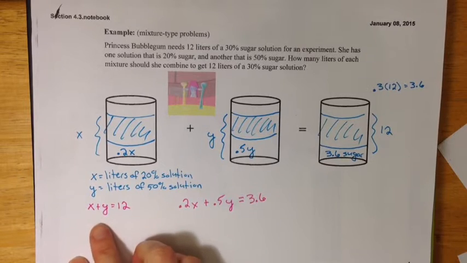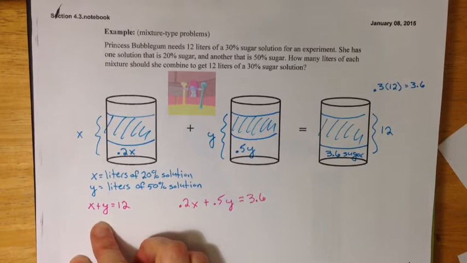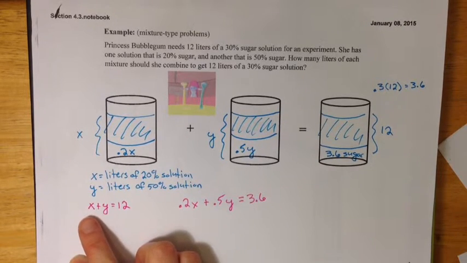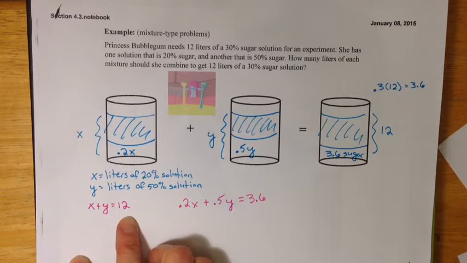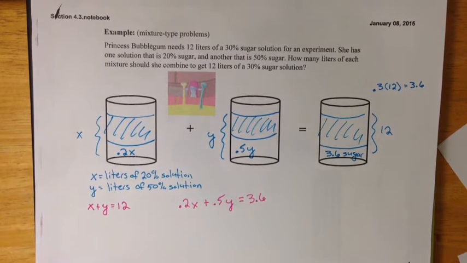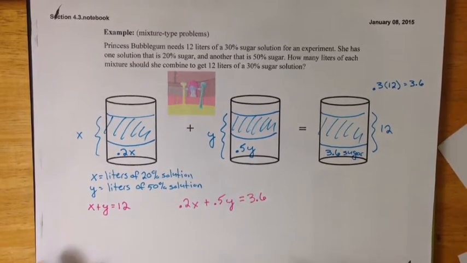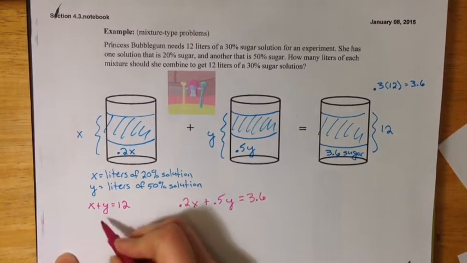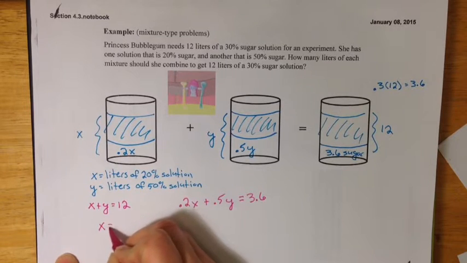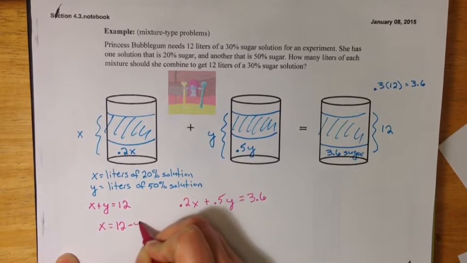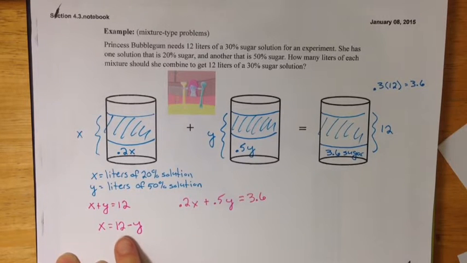I'm going to solve this equation by substitution again, because it looks so easy to do that way. I've got x plus y equals 12, so I can solve this little equation for either x or y. Since I did y last time, I think I'm going to do x this time. Right, so I'm going to solve this equation for x. X equals 12 minus y. Then I'm going to take that 12 minus y and plug it into my second equation over here.